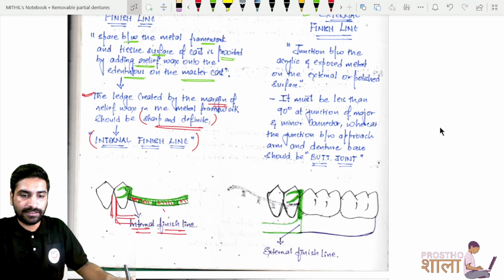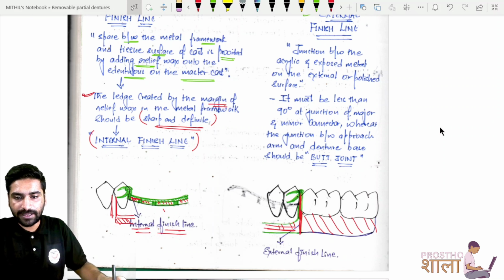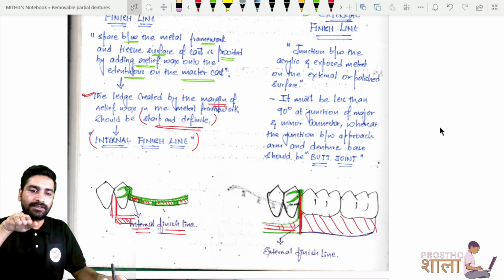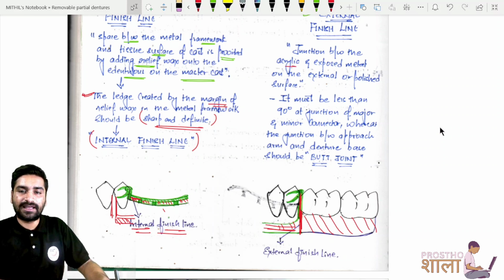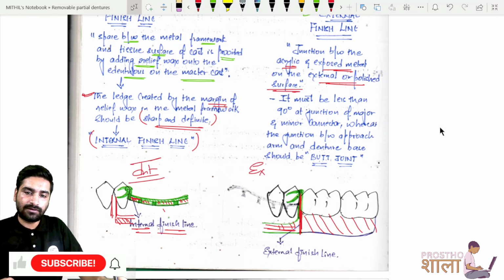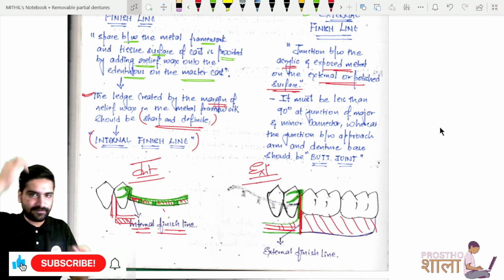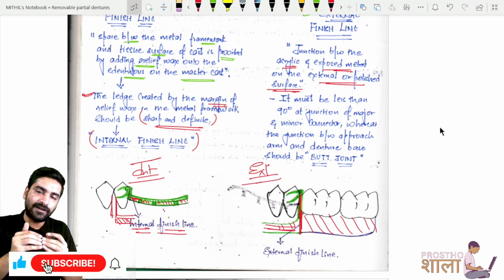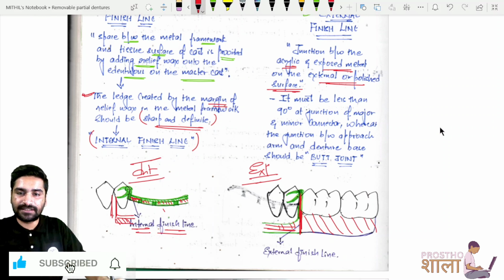then you have your denture base over here, like this is joining your clasp assembly with the major connector. So here this is all your denture base, this is your major connector. So this junction formed externally, not inside, not below the framework, it is outside, you can see it. So the junction between the acrylic and the exposed metal on the external or polished surface, this is on the internal surface, this is on the external surface. So any junction formed between the acrylic and the metal framework on the external surface is called the external finish line.